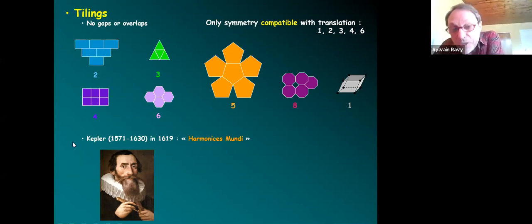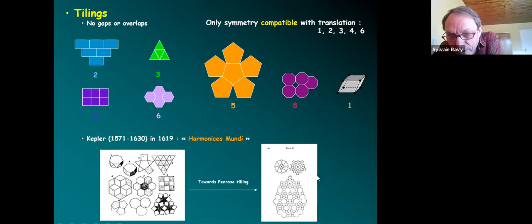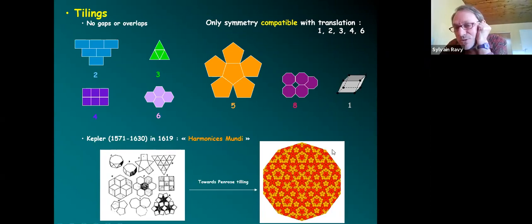So let me come back. I will answer your question, but let me come back to Kepler. This is a nice drawing by Kepler. So you can see that he well understood that 5-fold symmetry was not possible, and that 7-fold symmetry was not possible either. And he actually tried to do 5-fold symmetry tilings. These are old drawings of Kepler, which are quite nice. And he was very close to discovering what we know now as a Penrose tiling.